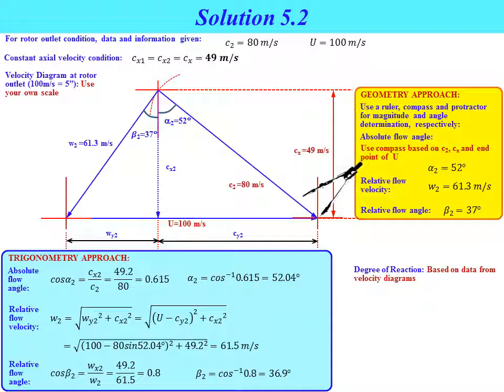From the values that we obtain from the velocity diagram, we can determine the degree of reaction. There are many equations for degree of reaction, but we need to choose the proper equation based on the data that we obtain. For this question, I use this degree of reaction equation where R equal to half plus Cx divided by 2u multiplied by tangent beta 2 minus tangent alpha 1. If we substitute all the data that we obtain into the equation, the value of R will be equal to 0.73.